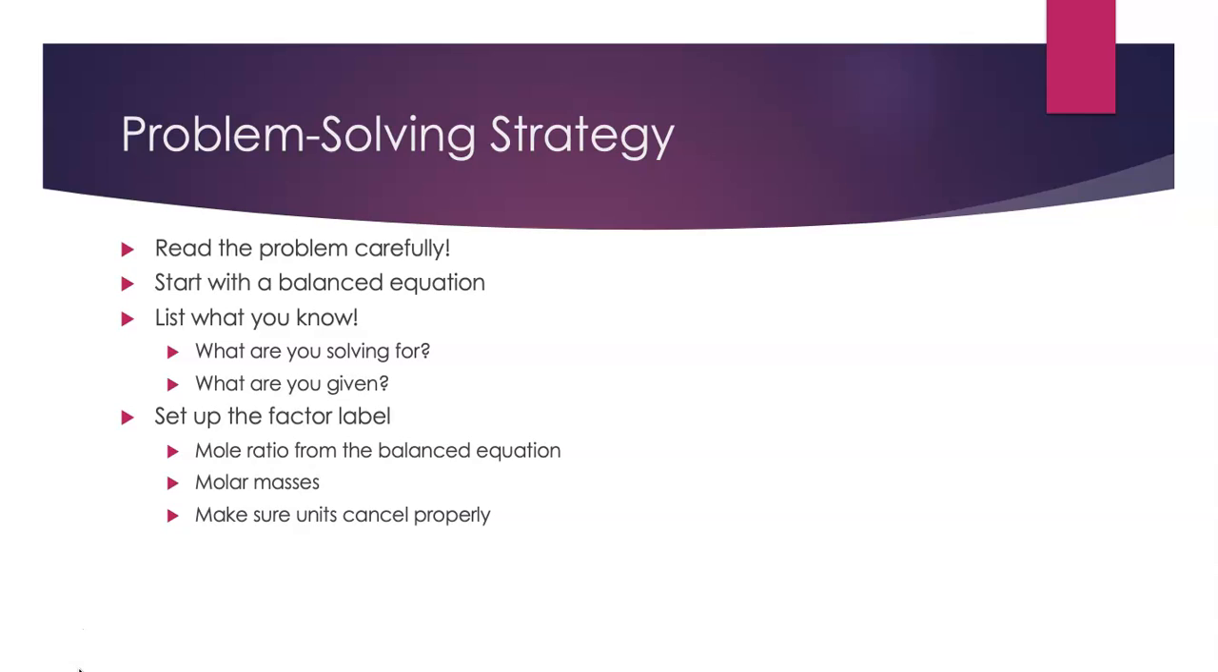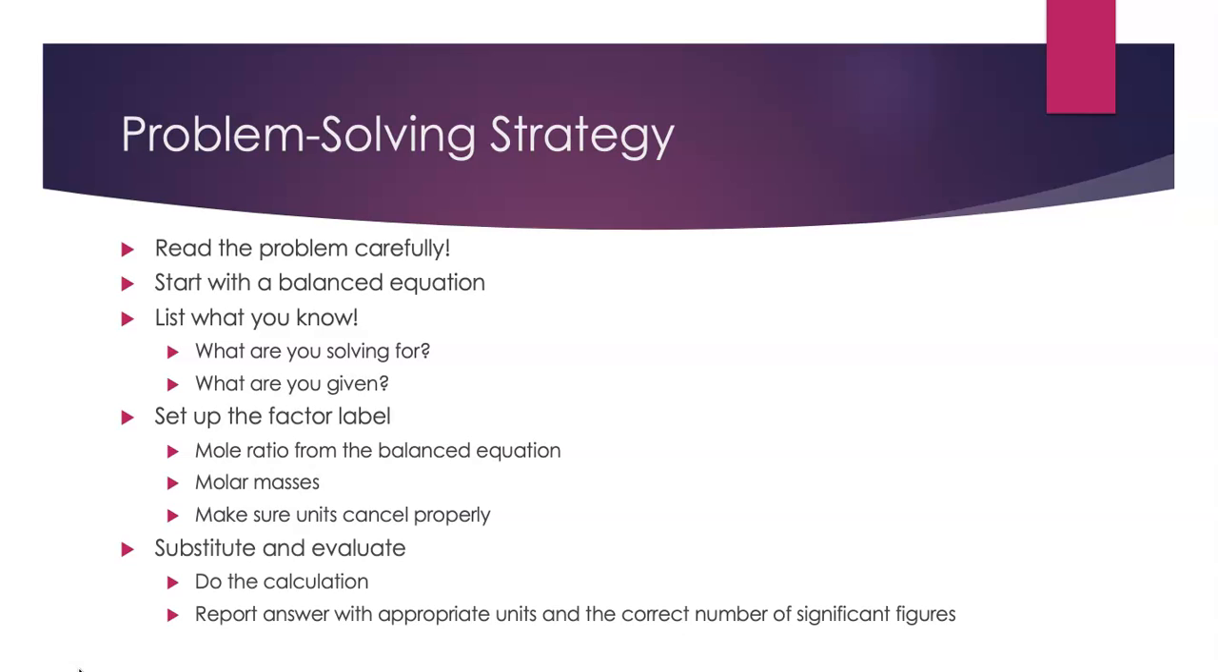After that, you start to set up your factor label. You'll need a mole ratio from the balanced equation, and you'll need one or more molar masses depending on the problem. And when you go to set up the dimensional analysis, you're checking to make sure your units cancel out properly. Then we can substitute in all our values, get out our calculator, and actually figure out the answer. Make sure you report your answer with the appropriate units and the correct number of significant figures.